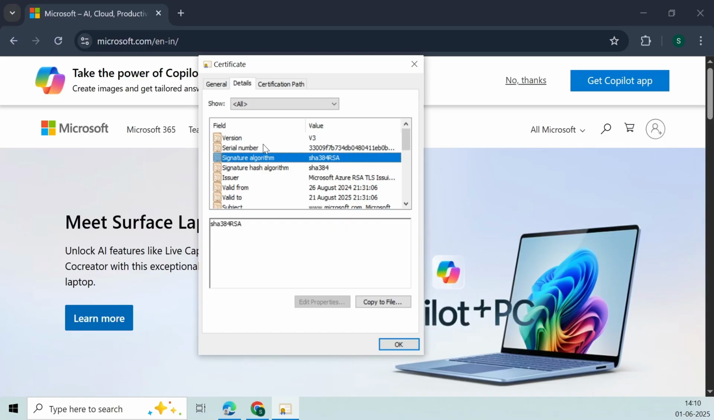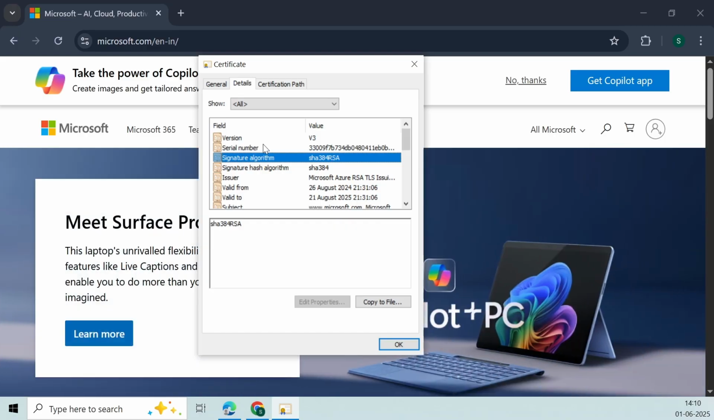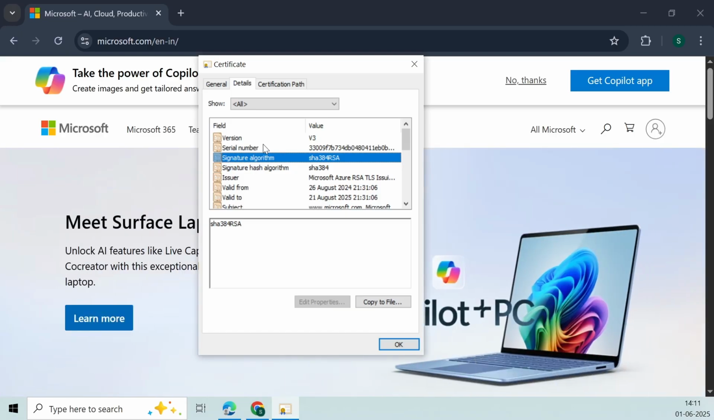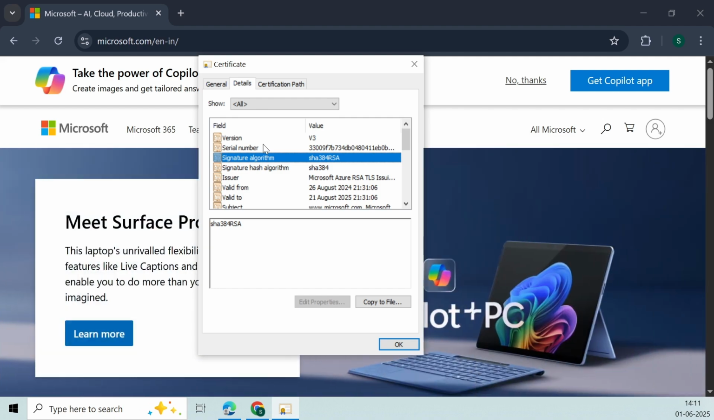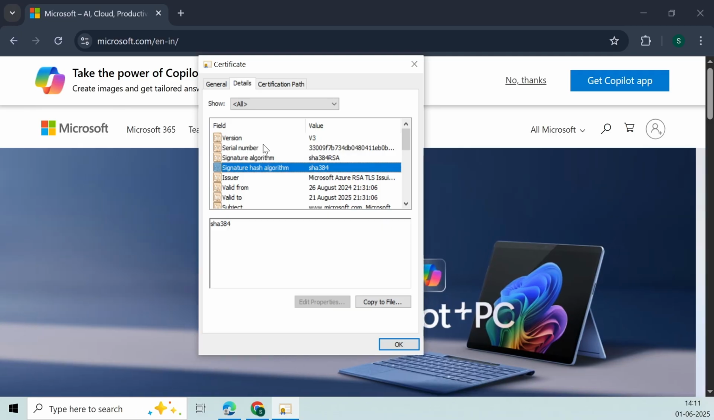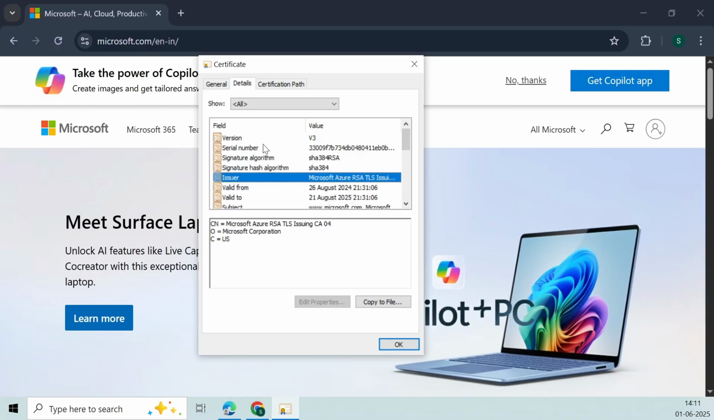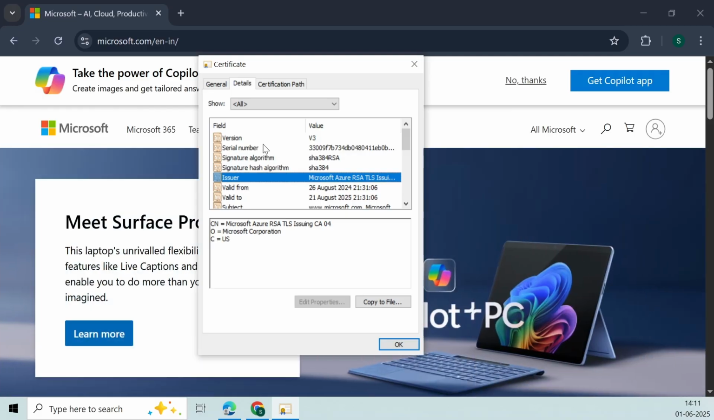Signature algorithm means with what type of algorithm the certificate is signed. Okay, so it's SHA-384 RSA. What's that? We will see in details in coming sessions. Then we have the signature algorithms, so signature hash algorithms. Then we have the issuer. So we can see here the issuer is the one which we saw in the certification path.